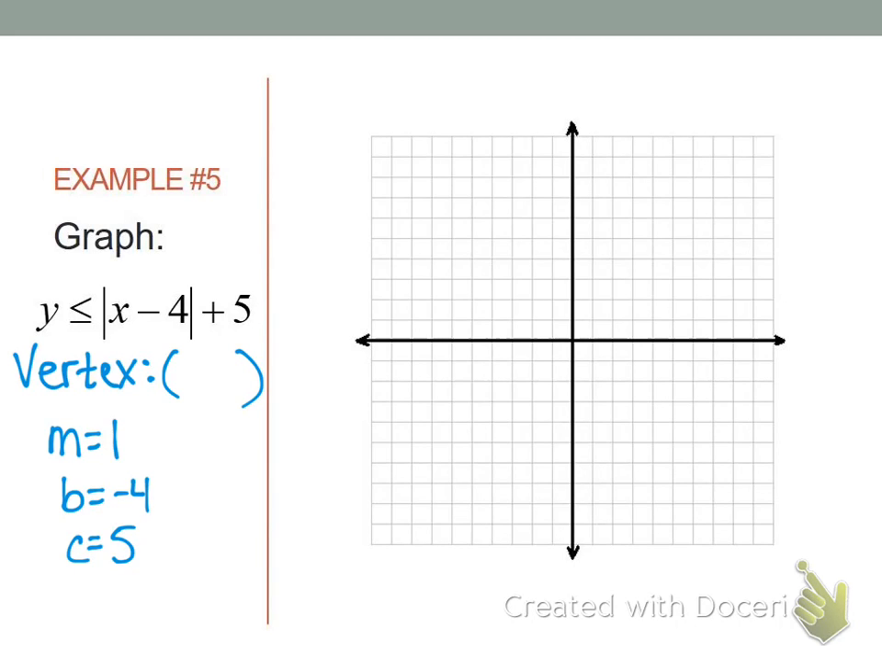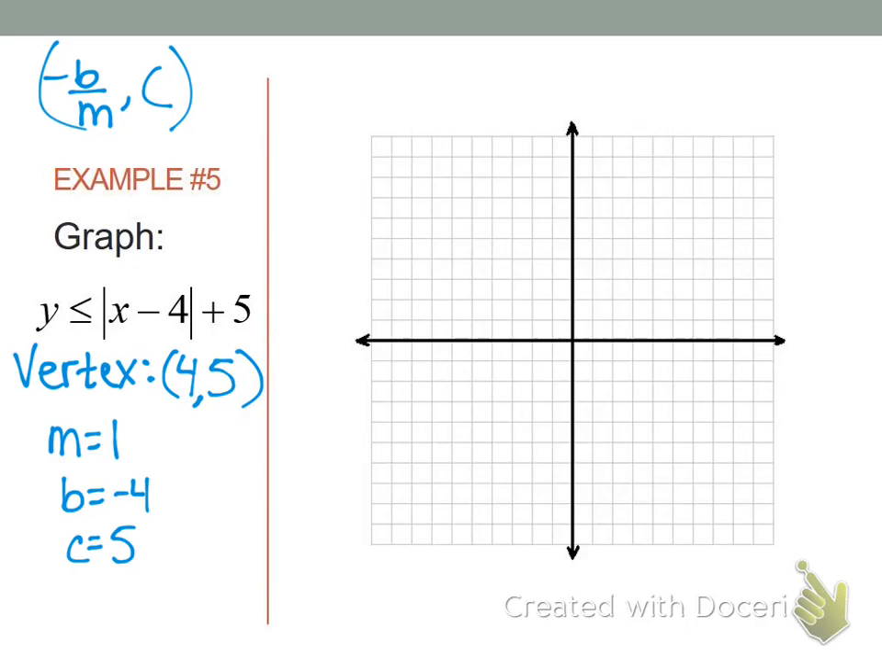To identify our vertex, we use the opposite of B over M, comma, C. That is something you should have known yesterday. It's something you're going to have to continue to know. +4 over 1. 4 over 1 is really just 4. So the opposite of B would be +4 over 1, which is 4, comma, C is 5. That's where my vertex goes. 4, 5.